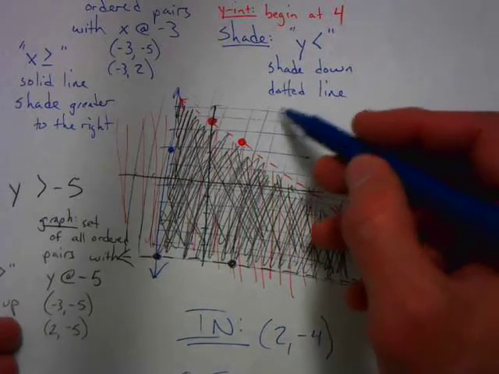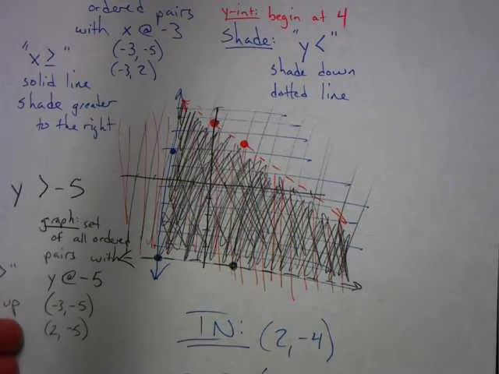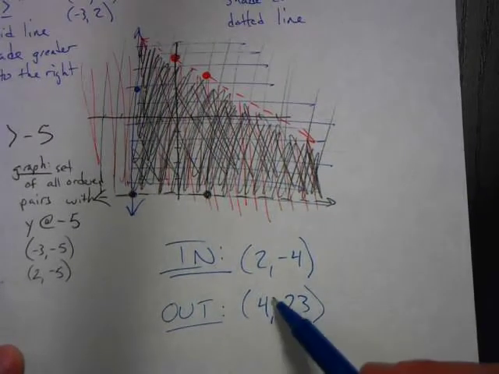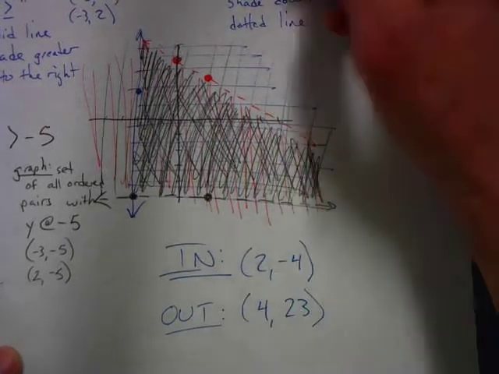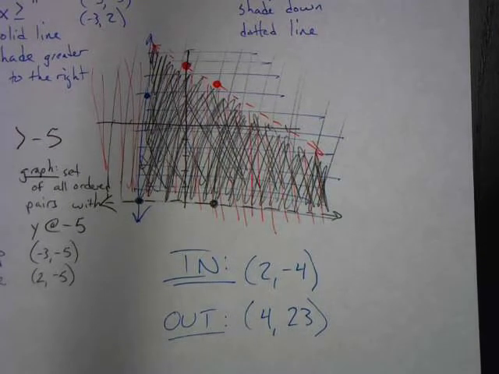So I'll pick something way up here, like positive 4 and then maybe positive 23, because that for certainly is not going to be on this graph, right? So (4, 23), way up. It's not going to be on there. Okay, so once you have your shaded region, you can clearly answer the rest.